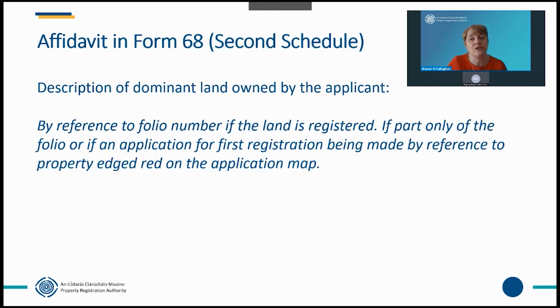The second schedule should describe the dominant land by reference to the folio number if the land is registered, or if the land is unregistered, by reference to the map lodged. Again, an application for first registration should be lodged in this case.